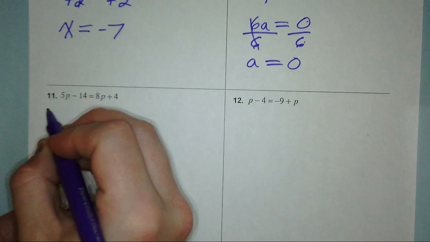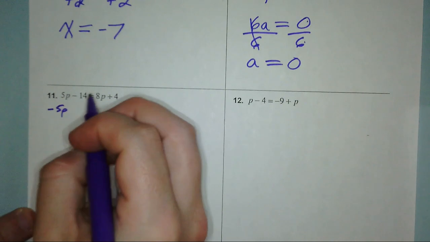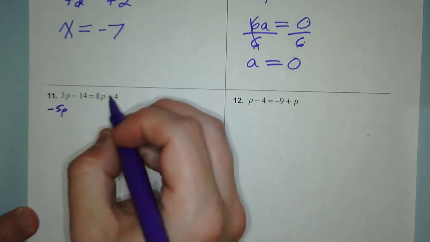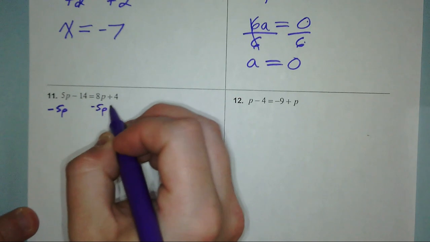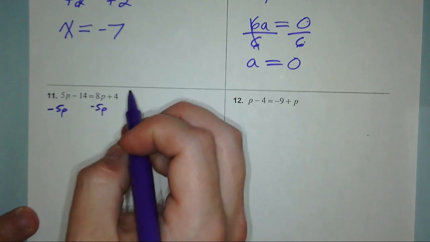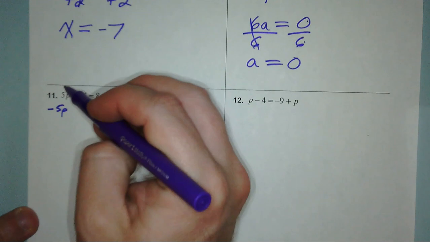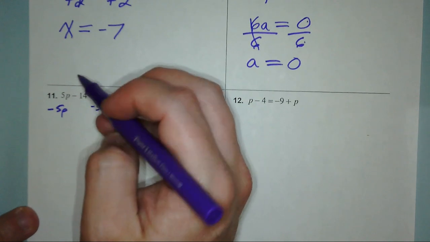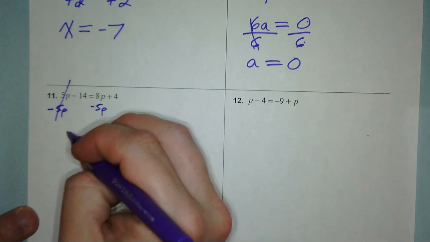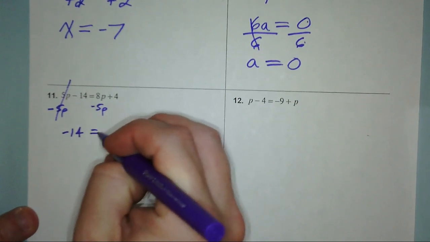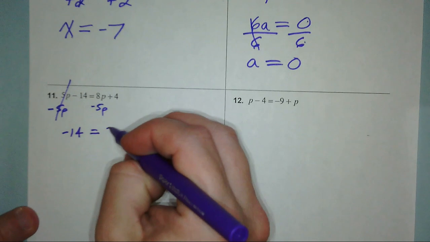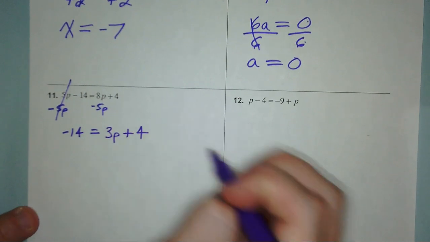Subtract 5. Subtract 5p, technically, right? Don't just subtract 5. Subtract 5p. And if you were Connor, you probably are doing something a little different, which is fine. But if you want to keep things as positive as possible, then yeah, you subtract 5p. So we still have a negative 14 over there on that side, right? 8p minus 5p is 3p. The plus 4 drops down.